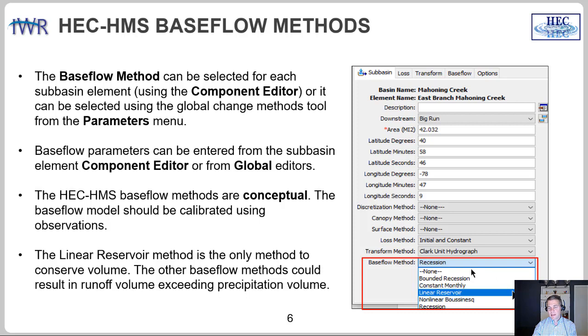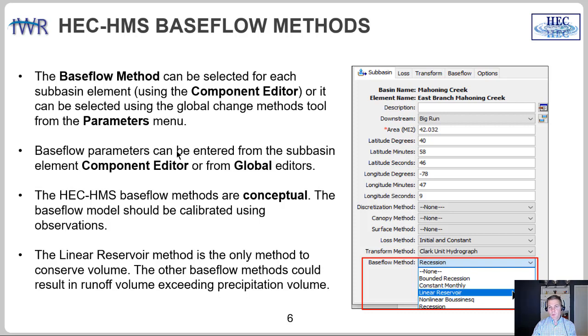You can click on an individual subbasin element to open up the component editor to change the base flow method, or you can go to the global change methods tool to change the base flow method for all the selected subbasins. If there are no selected subbasins in the basin model, then the program will automatically change the base flow method for all the subbasins.